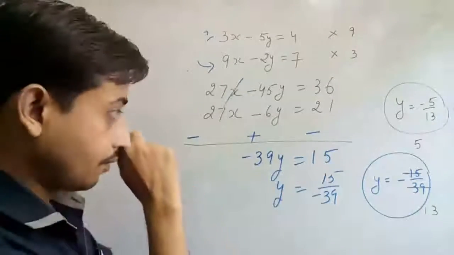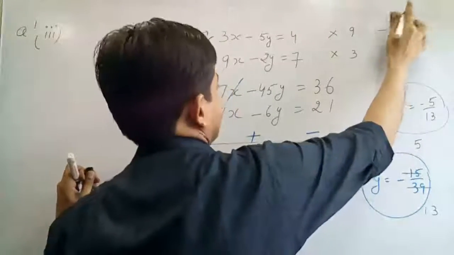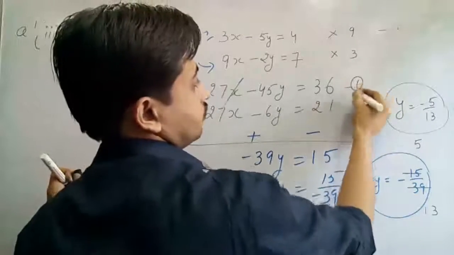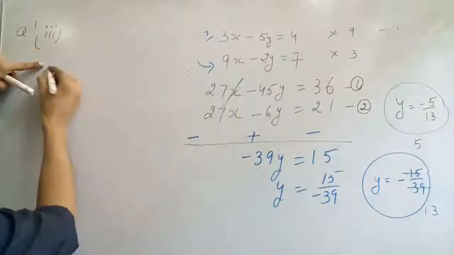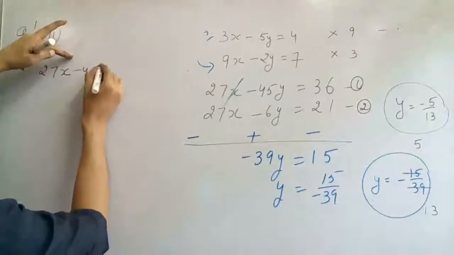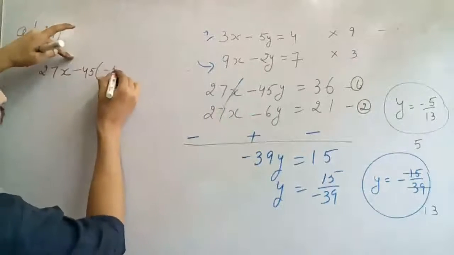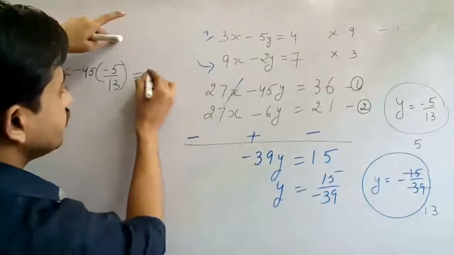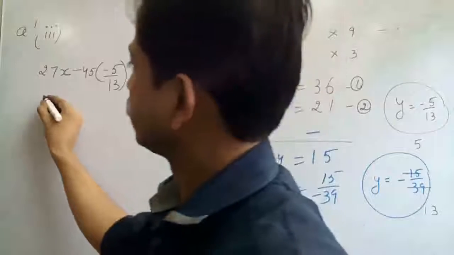Now what we have to do? We have to put the value of y in equation 1. This is our equation 1. What is equation 1? This is 27x minus 45 into y. Now the value of y is minus 5 by 13, minus 5 by 13, which is equal to 36. Now please solve this.